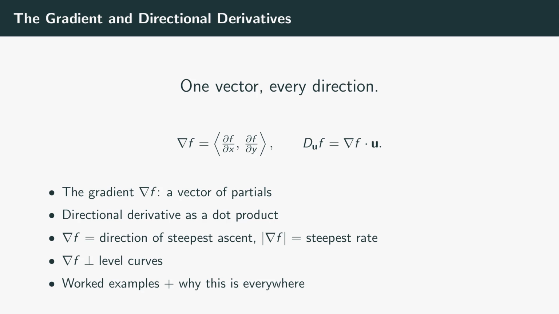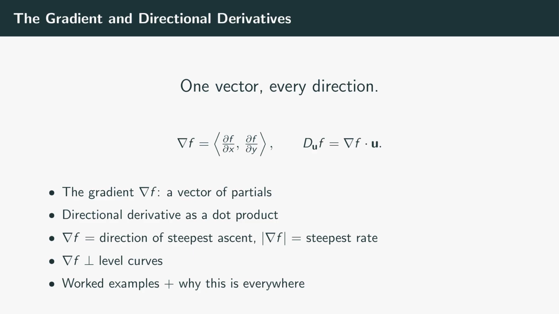Last episode, we learned the partial derivative: pick one axis, hold the other variable still, take an ordinary derivative. That gives us the rate of change in the x direction, the rate in the y direction, and so on. But from any point in the plane, there are infinitely many directions you can walk, not just along the axes. We need a way to compute the rate of change in any direction at all. The answer, beautifully, is a single vector.